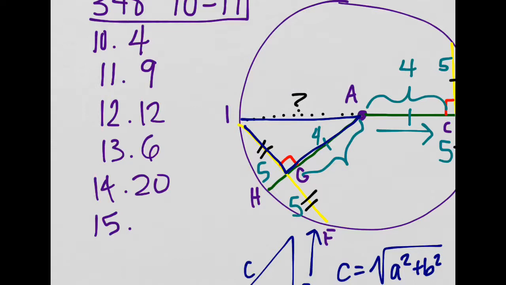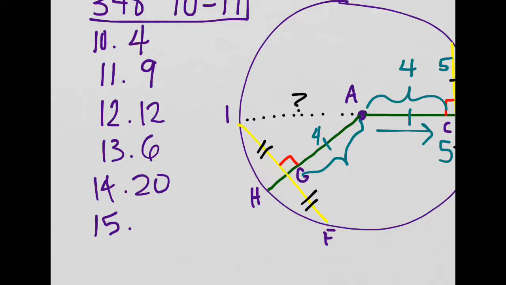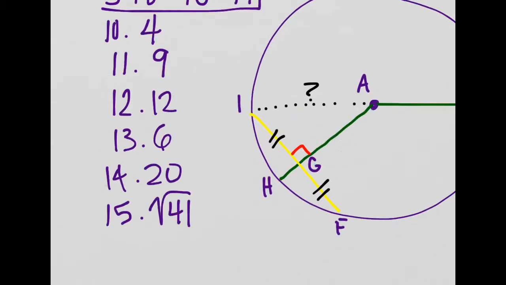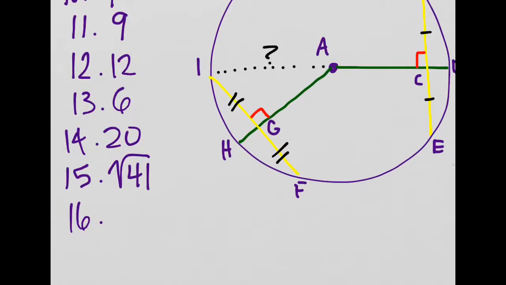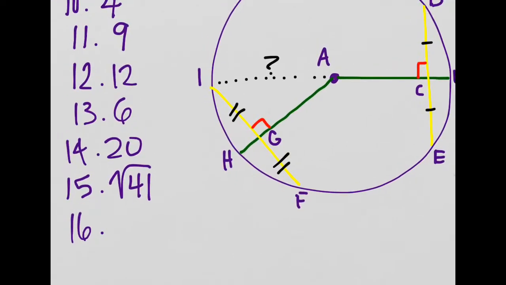Okay, let me see how many things I can undo here. I don't know if it's going to let me go all the way back. Sorry, guys. All right. Square root of 41, on to number 16, almost there. Hopefully we can, can't zoom out anymore.